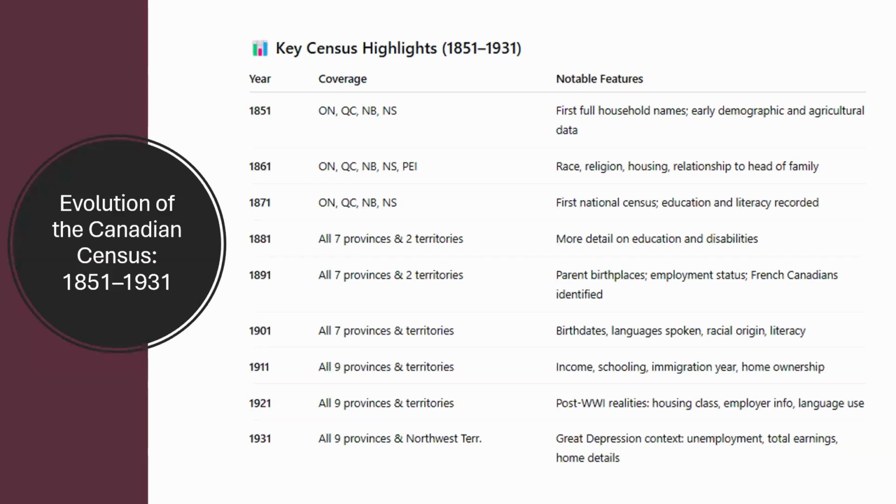By 1921, we're really looking at those post-World War I realities. Where were you living? Where were you working? And what language were you speaking? Remember, a lot of migration at that time. And now we have 1931, the very last one, that only included the Northwest Territories. And this really gives us the last bit of news in terms of a census: the Great Depression, unemployment, total earnings, and home details. Now, I'm going to show you a few examples, stories if you will, that really illustrate what you can learn in looking at the census.